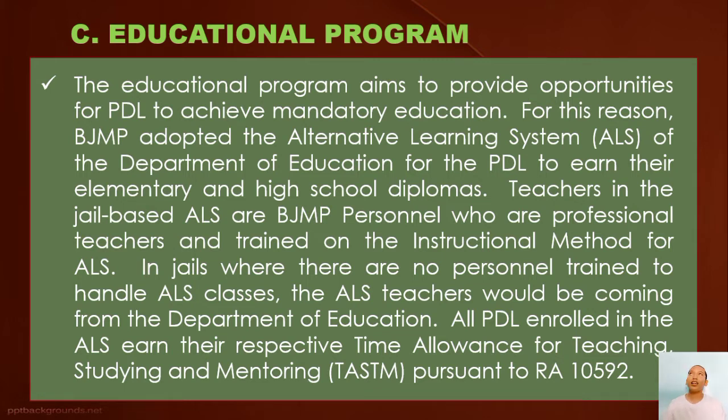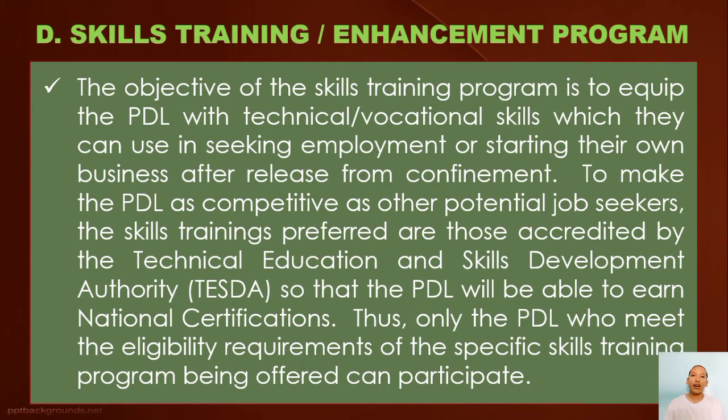So, it means that the offenders are provided opportunities to achieve mandatory education even though they are imprisoned. So they adopted the ALS or the alternative learning system of the DepEd in order to get elementary and high school diplomas. So that's it. So next is the skills training or enhancement program.